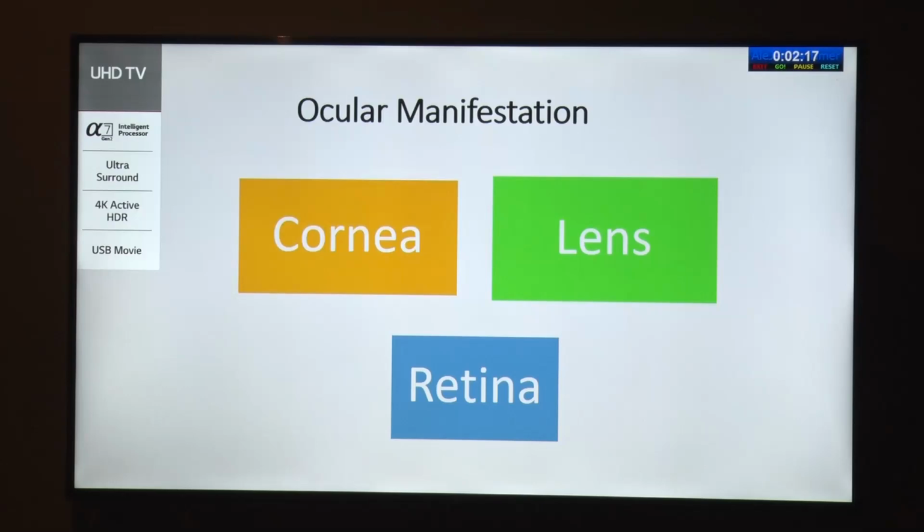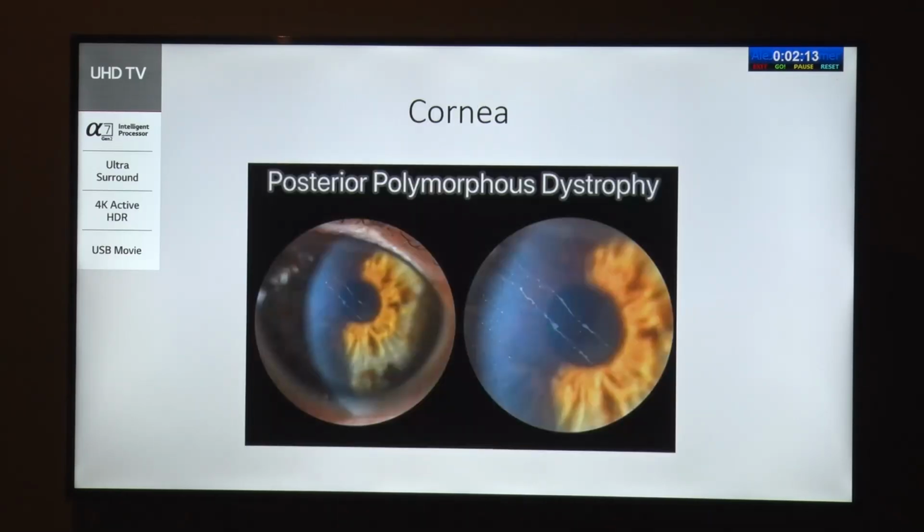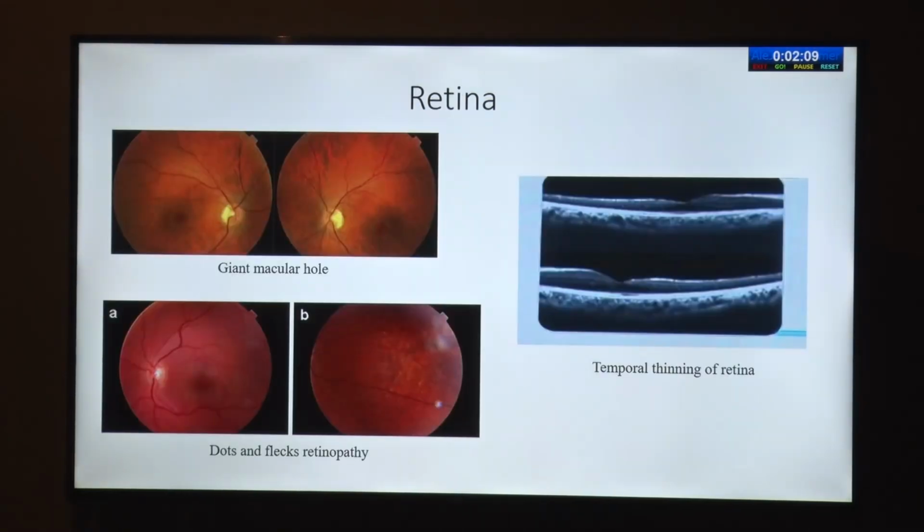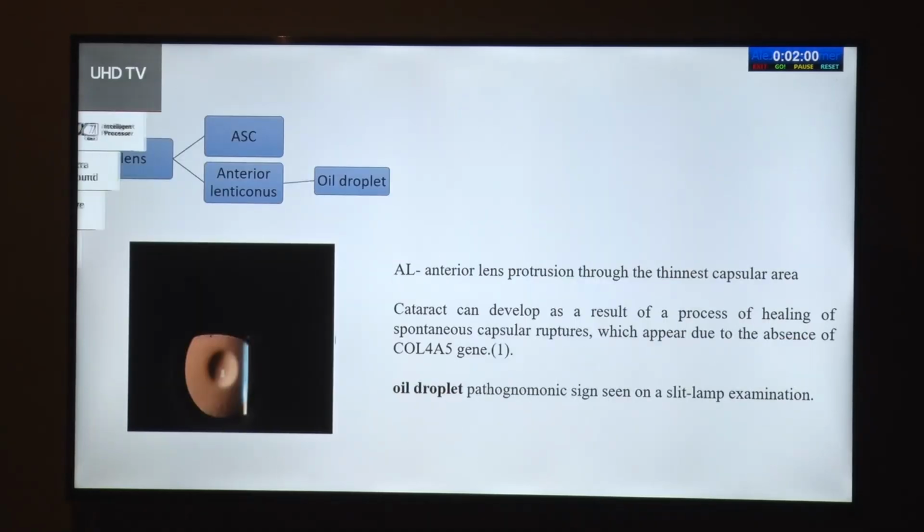Three ocular structures are affected: the cornea, lens, and retina. In the cornea, we will see PPD, posterior polymorphous dystrophy. In the retina, we will see a giant macular hole, which is larger than normal, then dot and fleck retinopathy and temporal thinning of the retina. In the lens, we will see anterior capsular cataract and anterior lenticonus, which gives the oil droplet appearance.